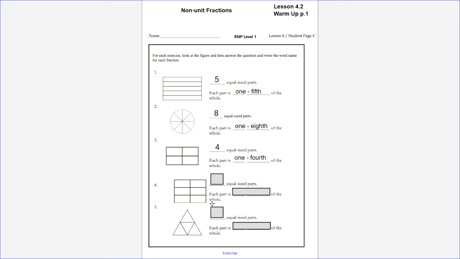Look at figure 4. How many parts is the unit broken into? Yes, this unit is broken into 6 equal-sized parts. Each part is how much of the whole? Each part is 1/6 of the whole. And finally, look at figure 5. How many equal-sized parts is the unit broken into? Yes, the unit is broken into 4 equal-sized parts. Each part is how much of the whole? Yes, each part is 1/4 of the whole. Awesome job warming those brains up with me, third grade.